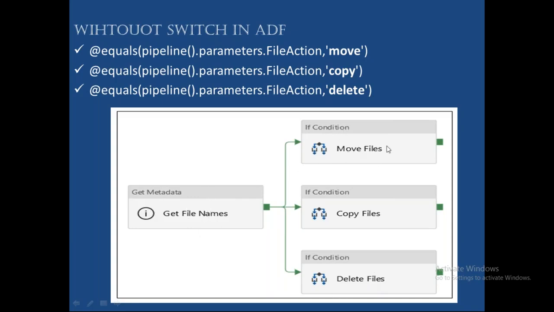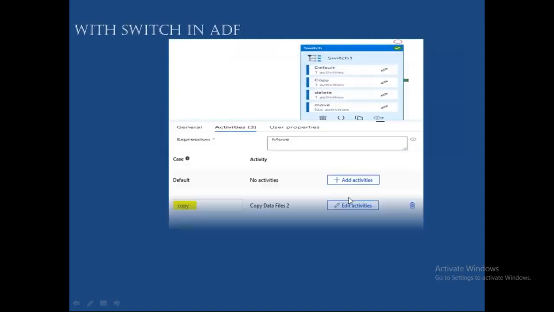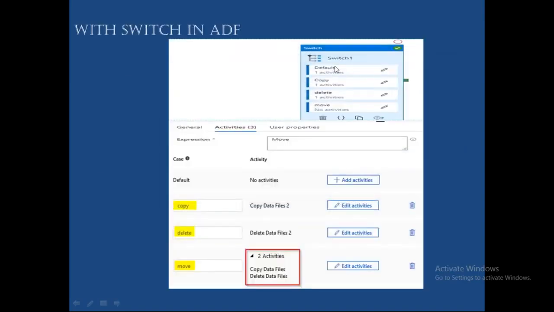So what is happening here is you are explicitly checking all these conditions. Why are you checking all these conditions explicitly? The reason is you don't have a switch. Without switch in ADF, you need to do something like that. Let's say you have switch. With switch in ADF, you have something like this. See, switch, default case, copy, delete, and move. So you have something like this.